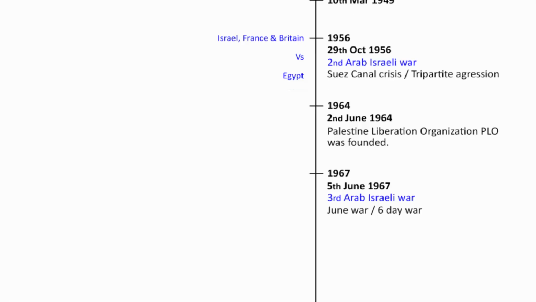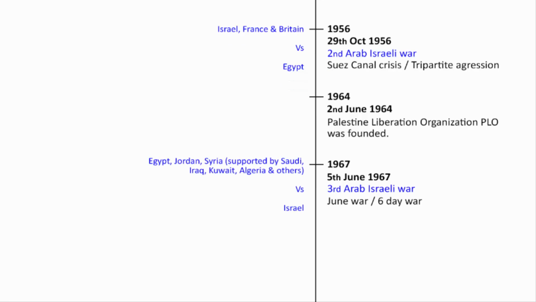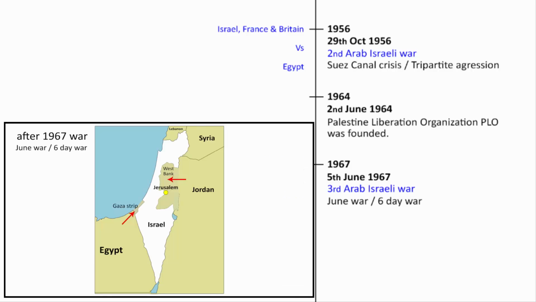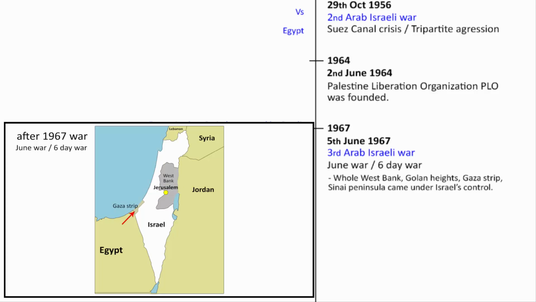It was fought between the combined group of Egypt, Jordan and Syria against Israel. The nations of Iraq, Saudi Arabia, Kuwait, Algeria and others also contributed troops and arms to the Arab forces. In 6 days, Israel dominated the war and acquired the whole of the West Bank territory from Jordan, Golan Heights from Syria, Sinai Peninsula and Gaza Strip from Egypt.